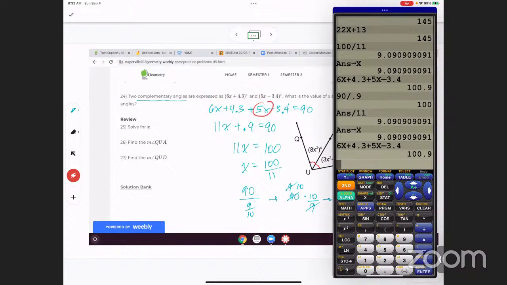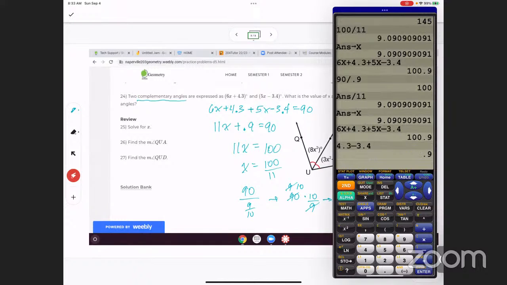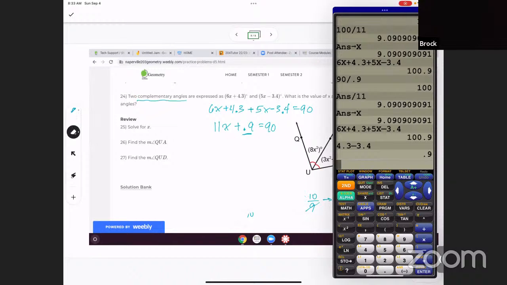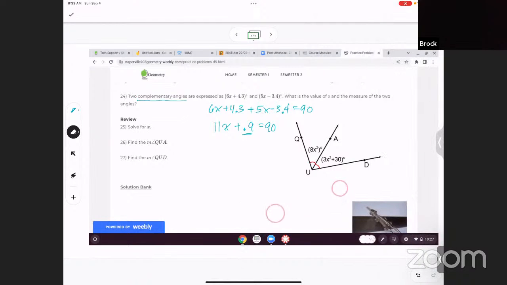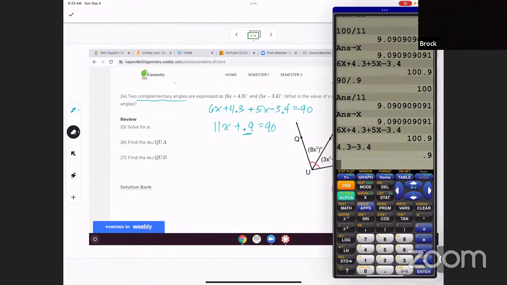6x plus 5x is 11x. Yes. 4.3 minus 3.4 is 0.9. Oh my gosh. I divided it. Look what I did here. I divided 0.9 instead of subtracting it. Do you see the mistake I made? Oh yeah. Okay.